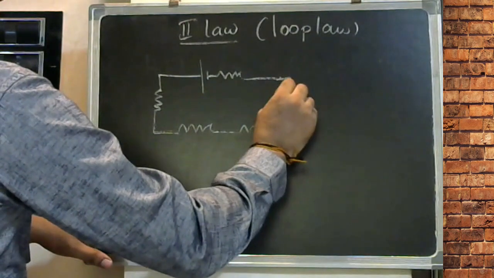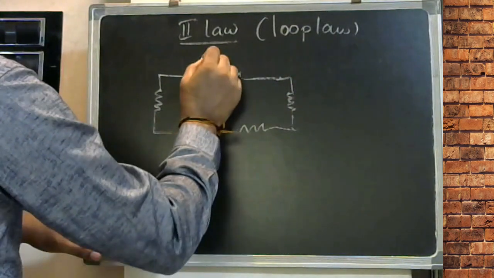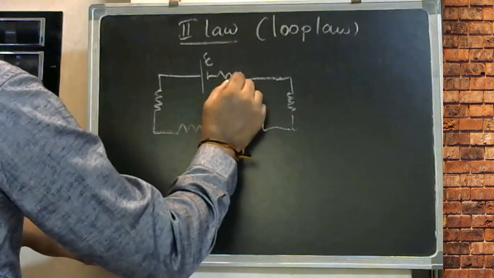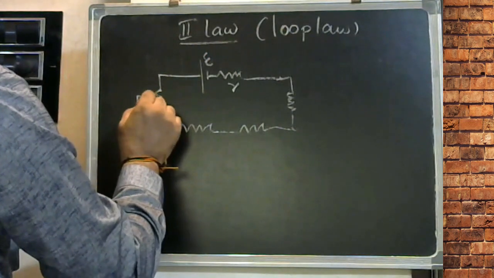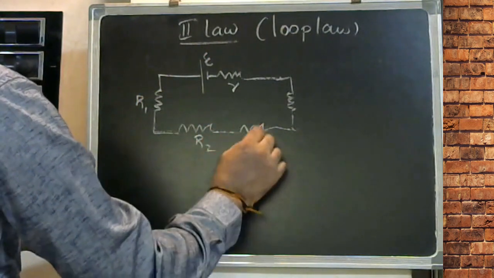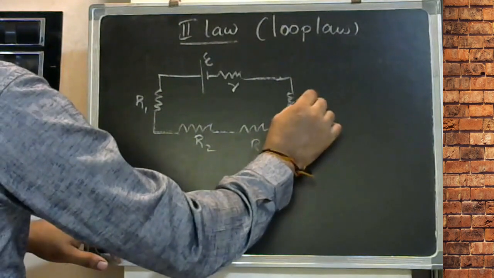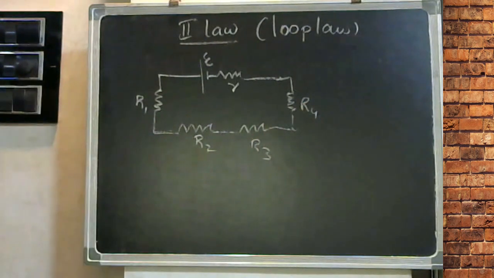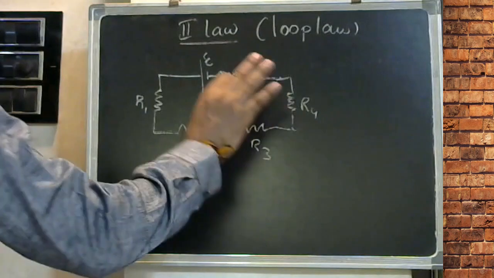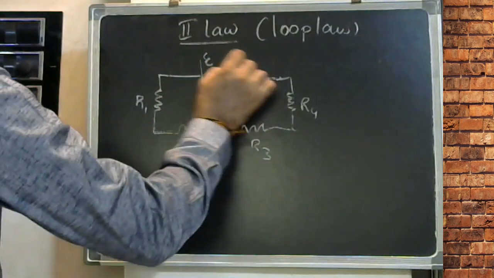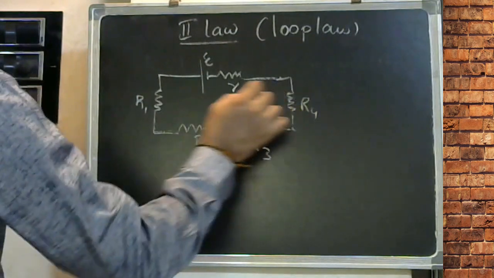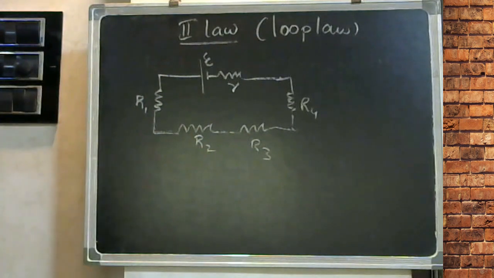Let's imagine there is a battery of EMF E, internal resistance R. There are resistors R1, R2, R3 and R4. This circuit clearly indicates one thing very clearly now. There's a resistance here. There's a resistance here, here, here. That means at all the other points, there is no resistance offered at all.